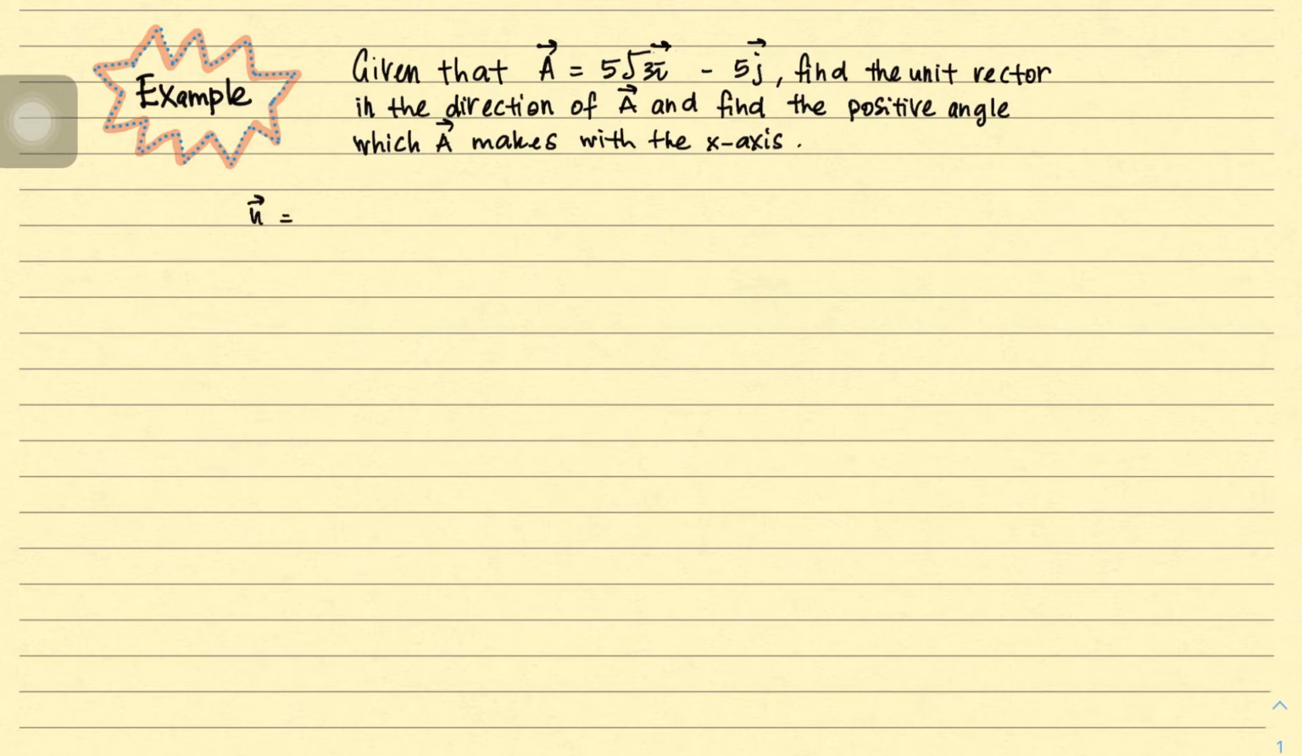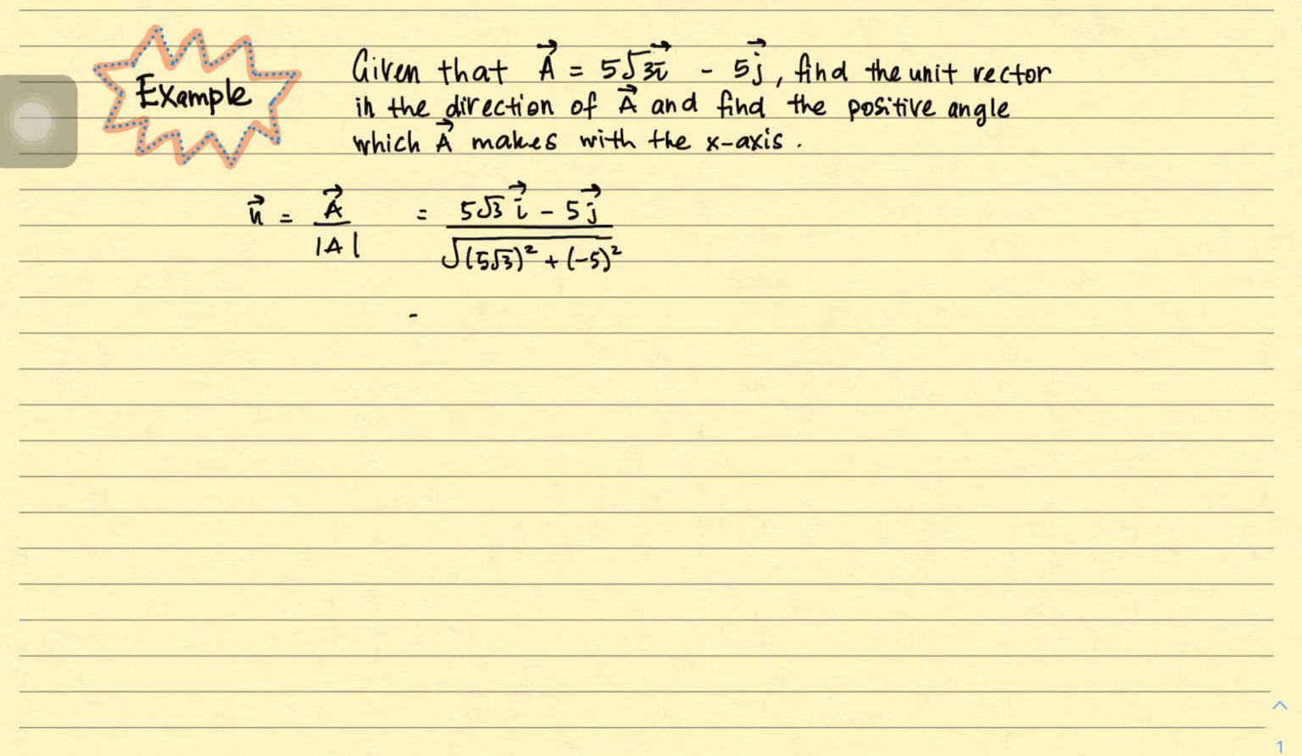Okay, the unit vector formula is vector A divided by its magnitude. Okay, so vector A itself is equal to 5 square root 3i minus 5j, divided by its magnitude. Magnitude can be found by using the formula square root of x square plus y square. So our x here is 5 square root 3 square plus negative 5 square.